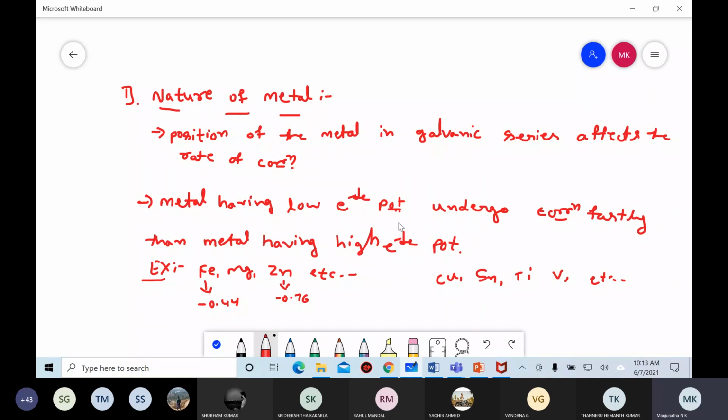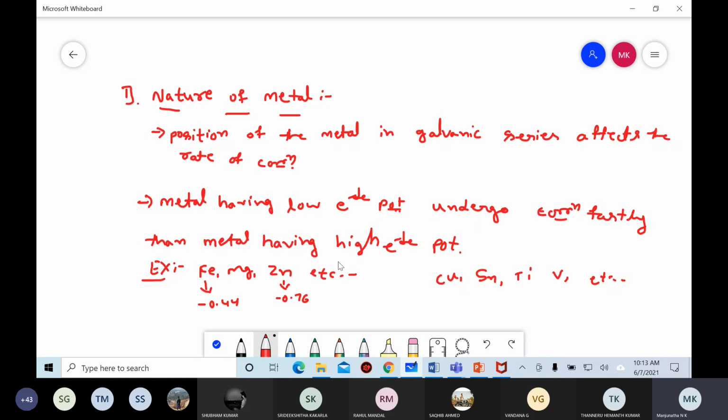electrode potential, because low electrode potential metals undergo reaction very easily and quickly compared to high electrode potential metals. For example, metals like iron, magnesium, zinc undergo corrosion much faster than the metals copper, tin, titanium, vanadium, platinum, etc. Because these metals have high electrode potential, they undergo corrosion very slowly. It's clear, the first one, nature of metal.